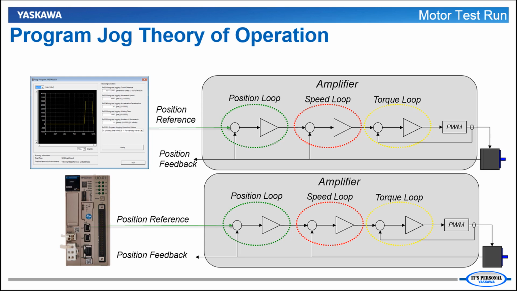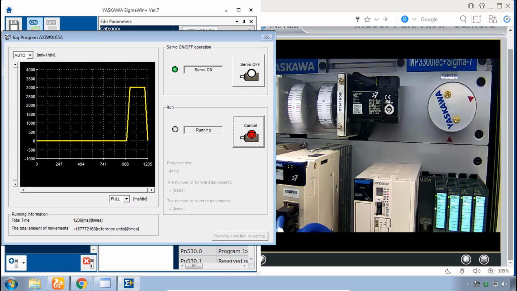Since we did get the position error alarm, I think you'll agree that the program Jog operates just like a controller, sending position commands to the position loop of the amplifier, just like the controller does. The main difference is that the controller does this over Mechatrolink 3, whereas program Jog sends this position command internally. Program Jog can be quite useful for setting up a quick move to test the motor and the connected mechanism.